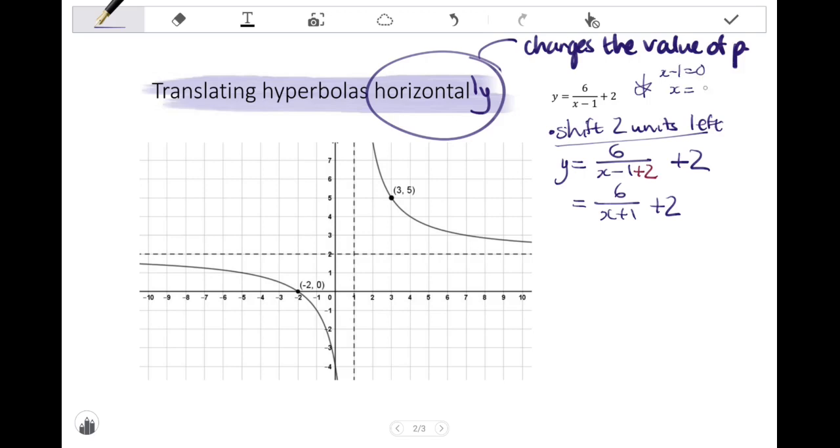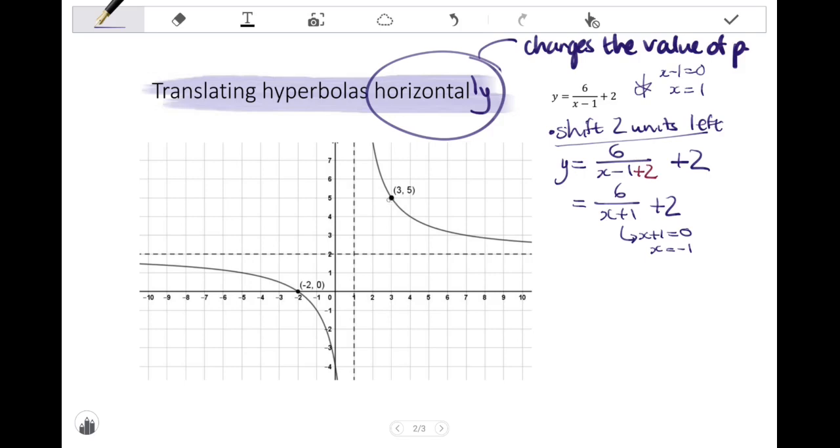So x equals 1 is the original vertical asymptote. The new vertical asymptote, after having shifted the graph 2 units left: I take the denominator x plus 1, make it equal to 0, solve for x, and I get x equals negative 1. Notice that from 1 to negative 1 is a movement of 2 units left, so it is correct. Now let's draw this graph.